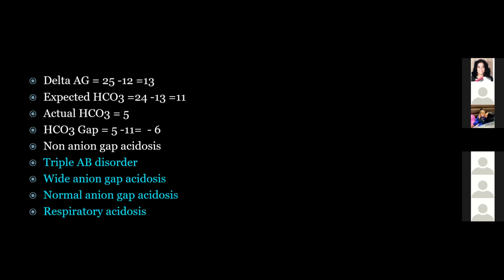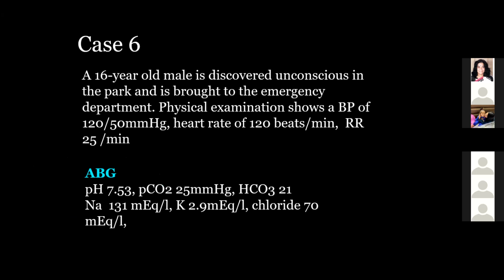Okay. So we go to the 6th case. Here the ABG is visible. But just to go through, this is a 16-year-old male discovered unconscious in the park, brought to the emergency department. Physical examination shows a BP of 120/50, heart rate of 120. So there's tachycardia, there's tachypnea, there's a wide pulse pressure which you're seeing, and he is unconscious. And this is the ABG we have.